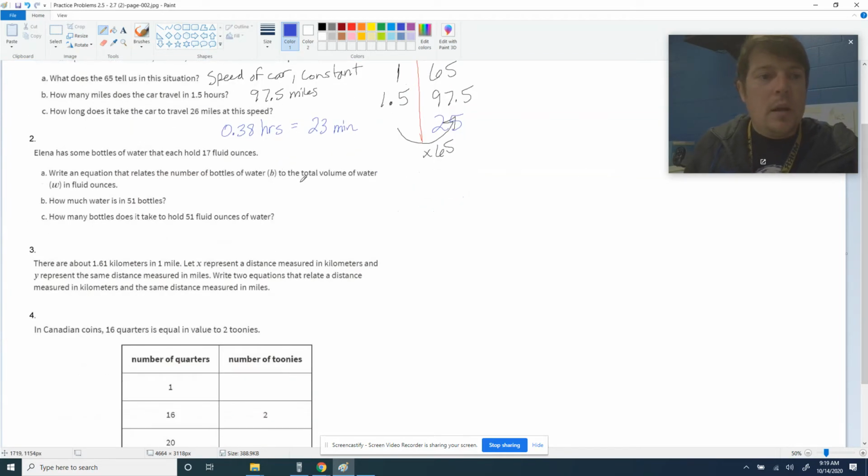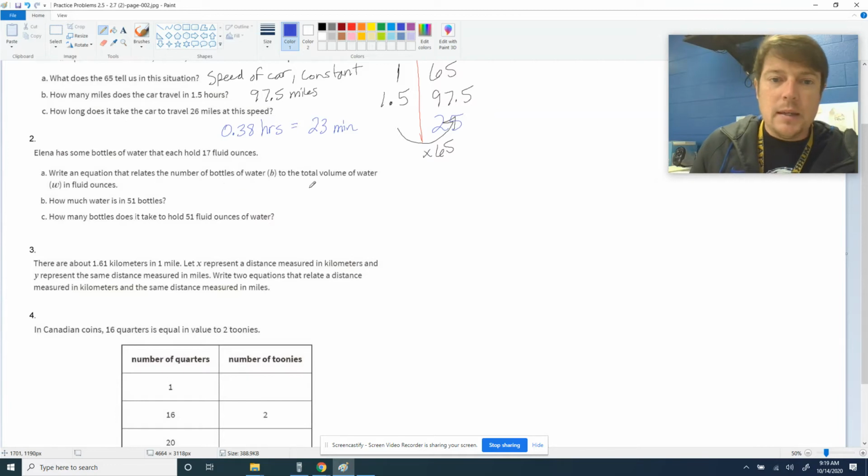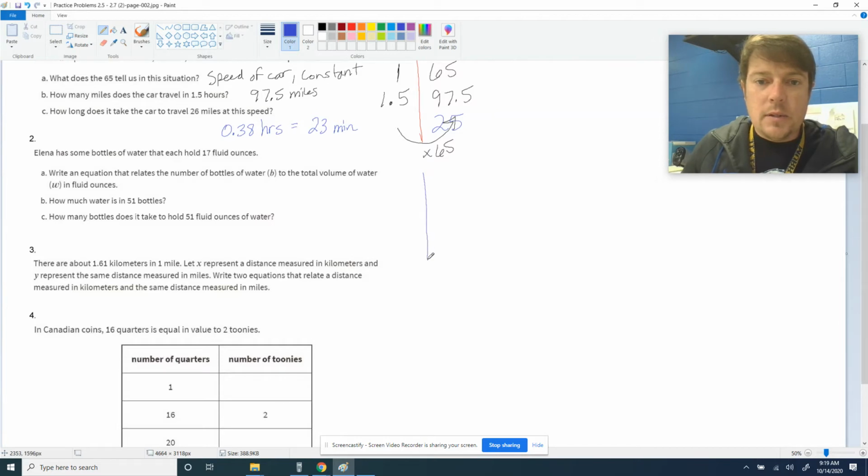Elena. Elena has some bottles of water that each hold 17 fluid ounces. Write an equation that relates the number of bottles, B, to the total volume of water, W, in fluid ounces. Okay, so I'm going to set up a table for this. We're going to call B the bottles, right? And W is the volume of how much water. Okay, so this is volume, and this is bottles. We know that one bottle will hold 17 fluid ounces. So there's our relationship.